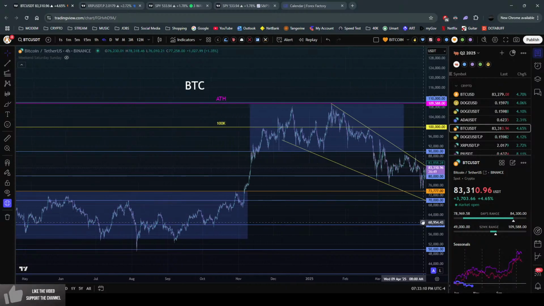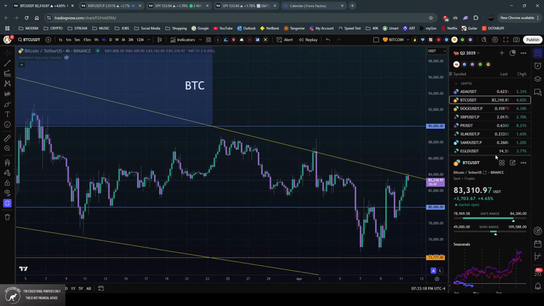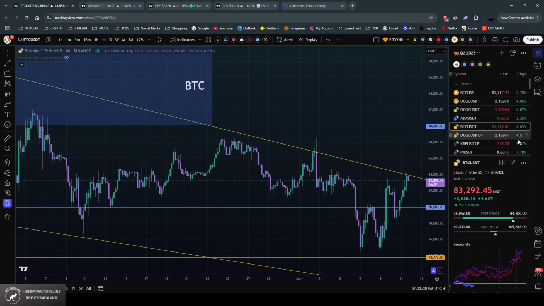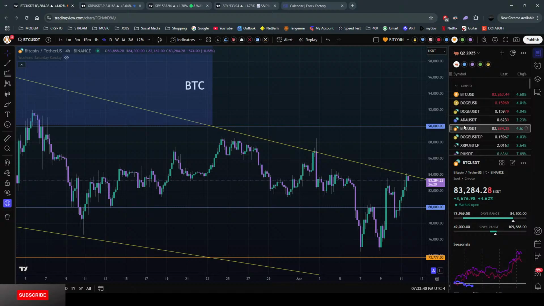But let's see. So that's Bitcoin. I was going to have a look at some alts as well. Look at the fact that in this little snapshot of coins here, Bitcoin is outperforming ADA, Dogecoin, XRP, XLM, Sand, EGLD, Ethereum, of course. Link's a little bit ahead, but to have such a strong performance out of Bitcoin, I think that is a really good sign.